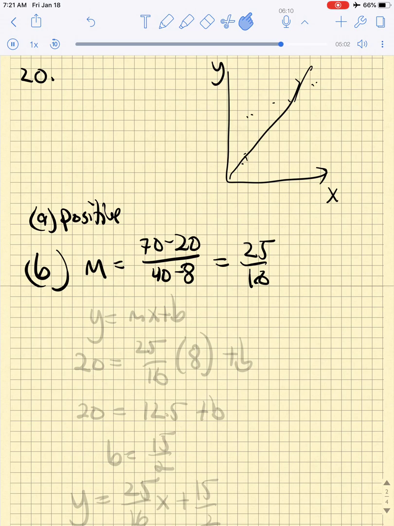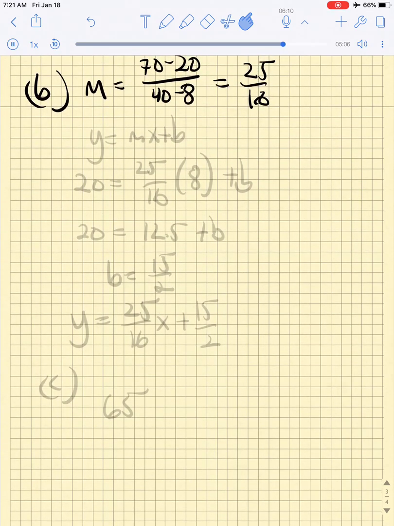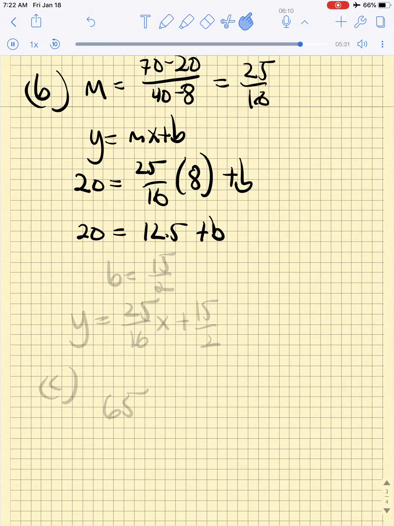So now I substitute in, because they're asking for the equation, and so we're going to use y equals mx plus b. We substitute in 20 equals 25/16 times 8 plus b. We need our b. So if we do this math, we come up with what? This is going to be 20. This is going to be 12.5, this is using a calculator, plus b. So b is equal to 15 halves. All right? So the whole equation now is going to be y equals 25/16 x plus 15 halves.